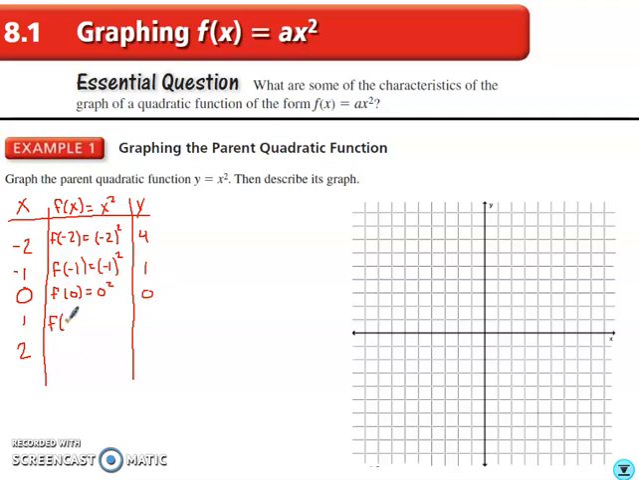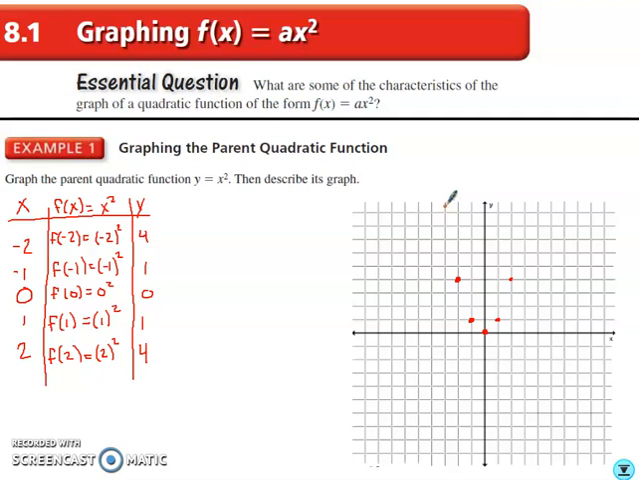Plugging in a +1. Now since we're squaring, 1 squared is the same as -1 squared, so I get +1 again. Plugging in a +2, again since I'm squaring, a +2 is the same as a -2 squared, so I get +4. Drawing my graph, I've got the point -2, 4, so I have a point here on my graph. -1, 1, 0, 0, 1, 1, 2, 4, and so my graph looks something like this.